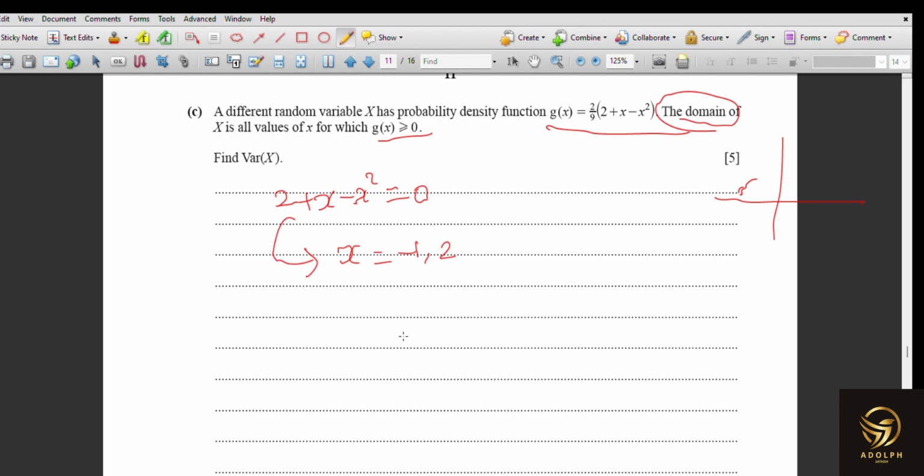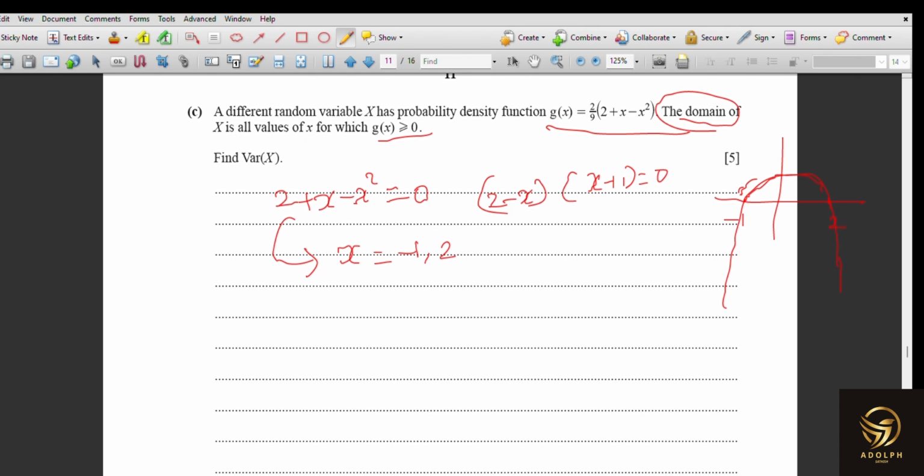When you are solving this, it is better if you show the steps. You can use any method whatever you like. I'm just doing the factorization method, and I'm getting that this can be factorized as 2 minus x into x plus 1. So the two factors are x equal to -1 and 2. It means that the curve is intersecting the x-axis at -1 and 2. In the rest of the place it's going down.